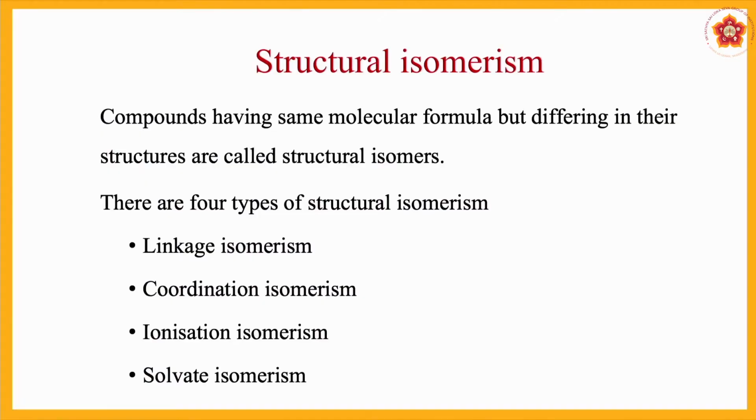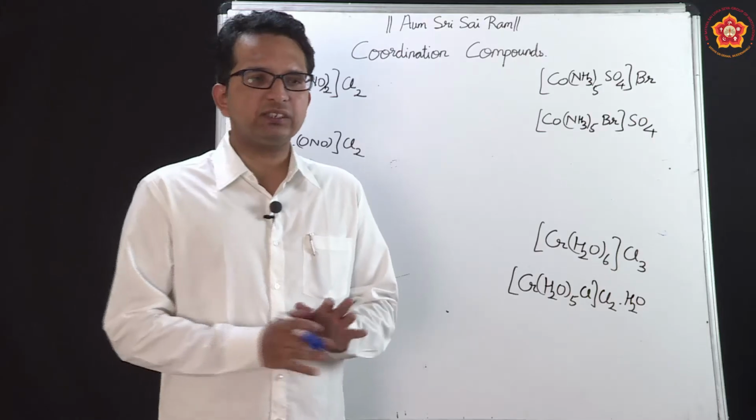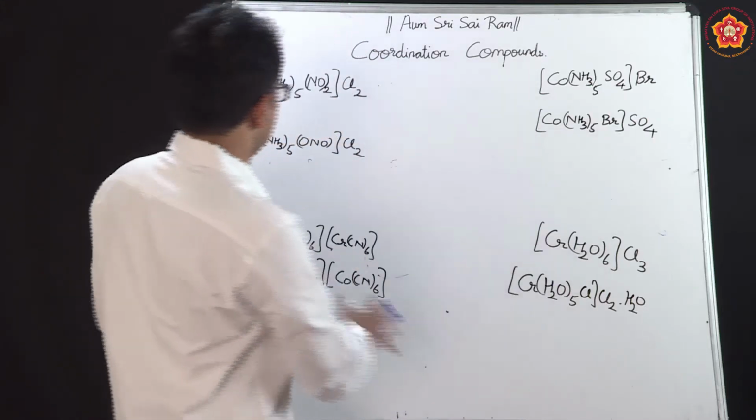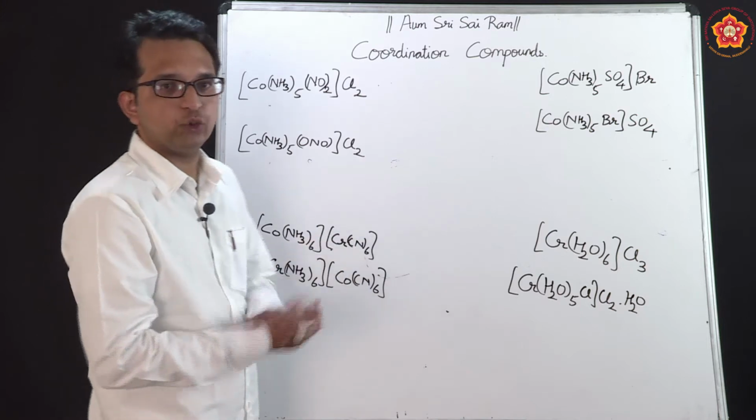So, what is structural isomerism in the first place? It is those compounds having the same molecular formula, but they differ in their structures. And there are 4 types in this: linkage isomerism, coordination isomerism, ionization isomerism and solvate isomerism. What are the definitions of these? Let us see that at a later stage. But first, in general, let us understand the minimum concept of isomerism.